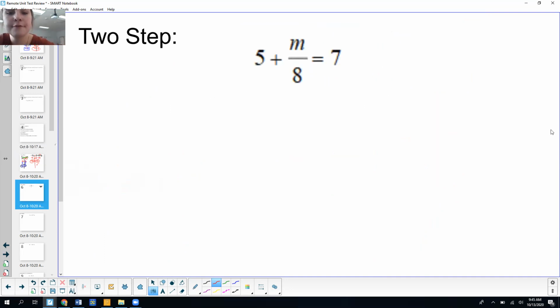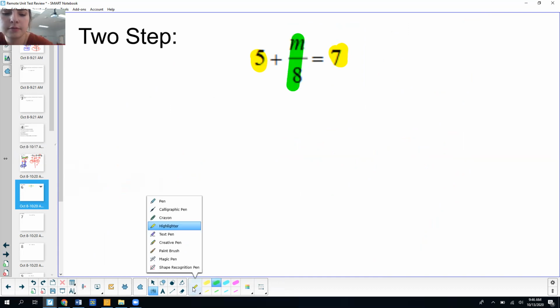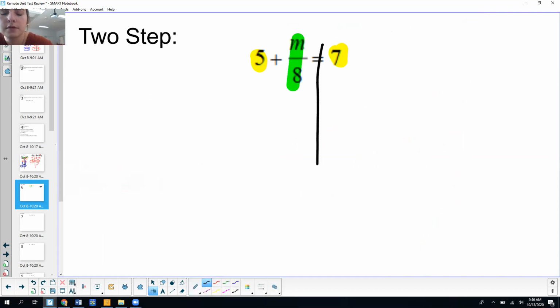All right, so we've got 5 plus m divided by 8 equals 7. So again, I'm going to grab my highlighter. I've got my constants, and then I've got my variable terms. So m divided by 8 is going to be my variable term. So remember, I want to get m by itself at some point.